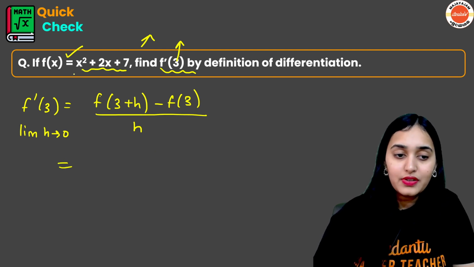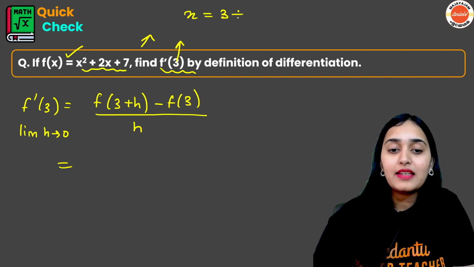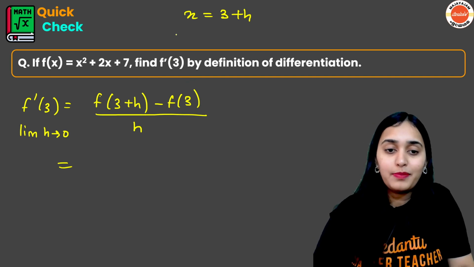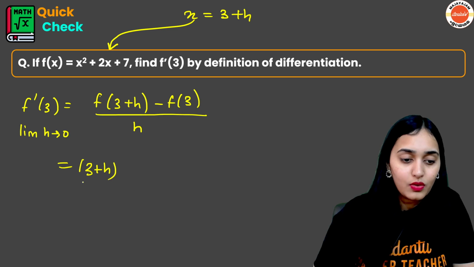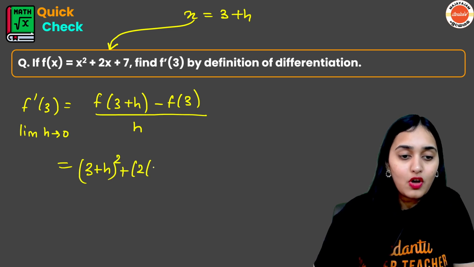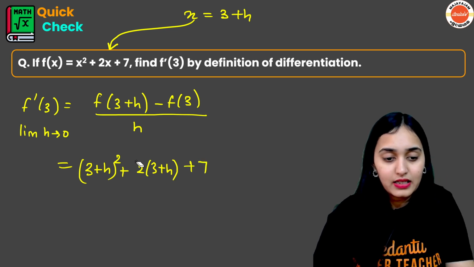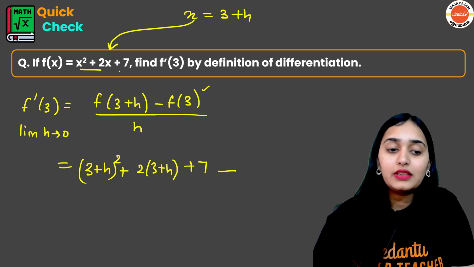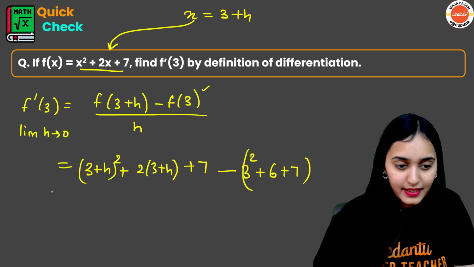Just put the values here. So for f of 3 plus h, put x is equal to 3 plus h over here. So you will get 3 plus h whole square, 2 times of 3 plus h plus 7, right? Minus f of 3. Put 3 here. So you get 3 square plus 3 2 is a 6 plus 7. Now you find out the values.